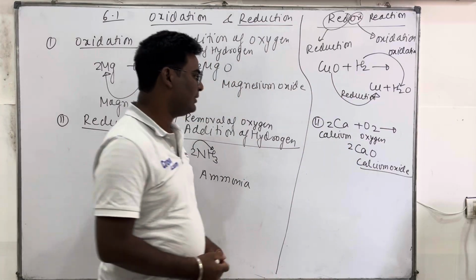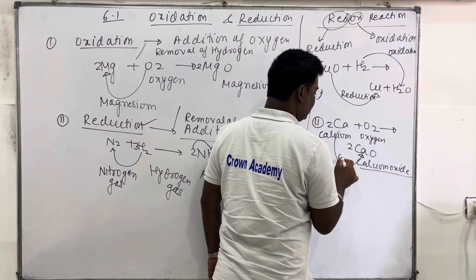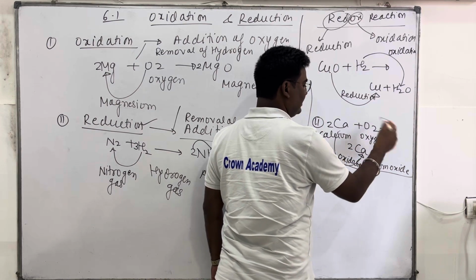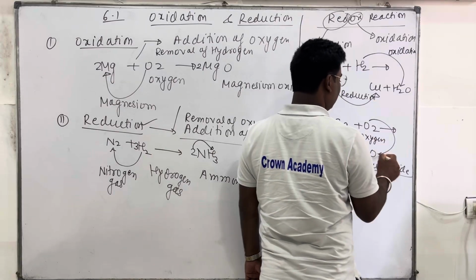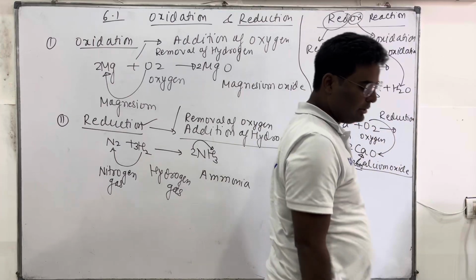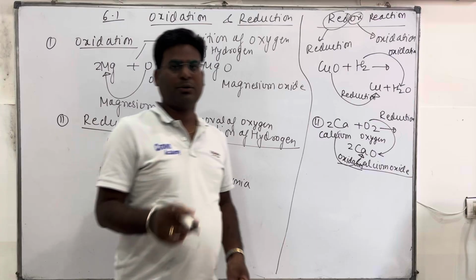Understood? So see here, calcium is combined with oxygen, so this is oxidation. And this one is lost, which is reduction. Both are happening in the same reaction, so it is a redox reaction. So right up to this point.